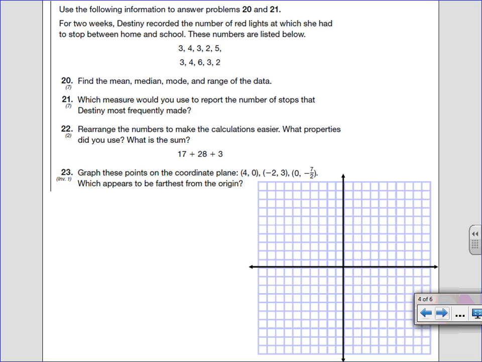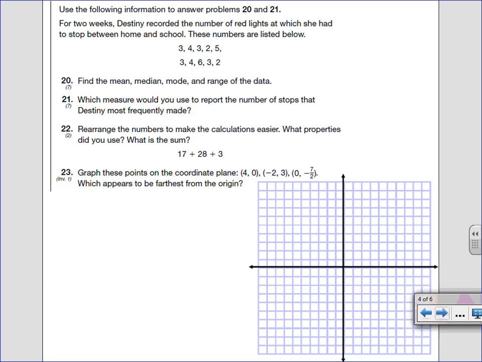Use the following information that answers problems 20 and 21. For 2 weeks, Destiny recorded the number of red lights at which she had to stop between home and school. These numbers are listed below. Find the mean, median, mode, and range of the data.